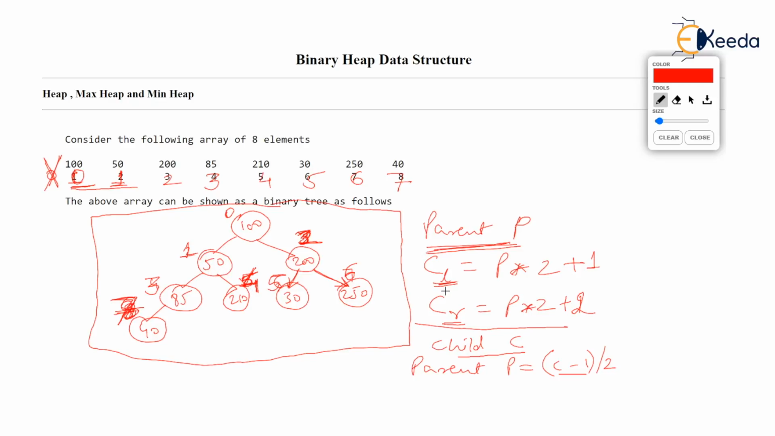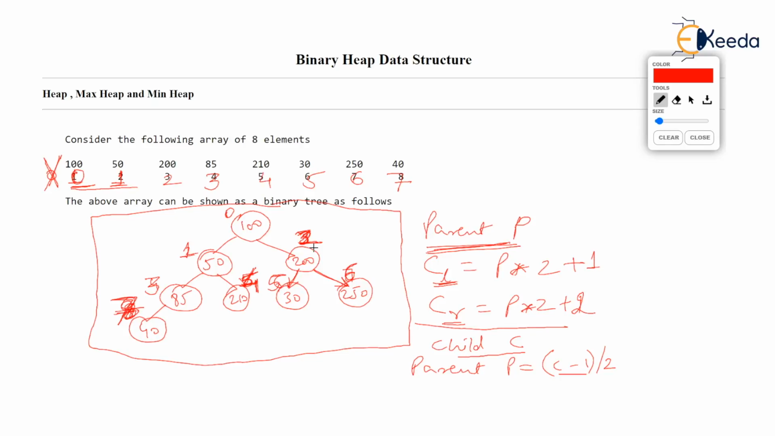Check it again. Who is the parent of sixth node? So 6 is the child number. So 6 minus 1. 6 minus 1 is 5. 5 upon 2 is 2. So sixth node has parent at 2. Okay. Finally, who is the parent of fifth node? 5 is the child number. 5 minus 1 is 4. 4 upon 2 is 2. So fifth node has parent at second position. So only formulas will change.